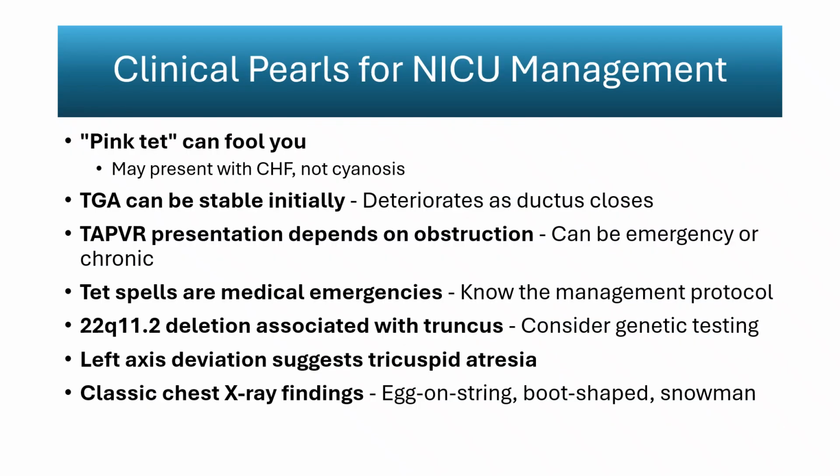Several clinical pearls help distinguish cyanotic congenital heart disease in practice. Infants with so-called pink tet may present primarily with heart failure rather than cyanosis because mild obstruction allows left-to-right shunting and pulmonary overcirculation. Transposition can appear deceptively stable for a few hours, but deterioration occurs rapidly as the ductus closes and mixing is lost. The presentation of TAPVR is defined by whether venous return is obstructed: gradual heart failure in unobstructed cases versus sudden collapse when obstructed.